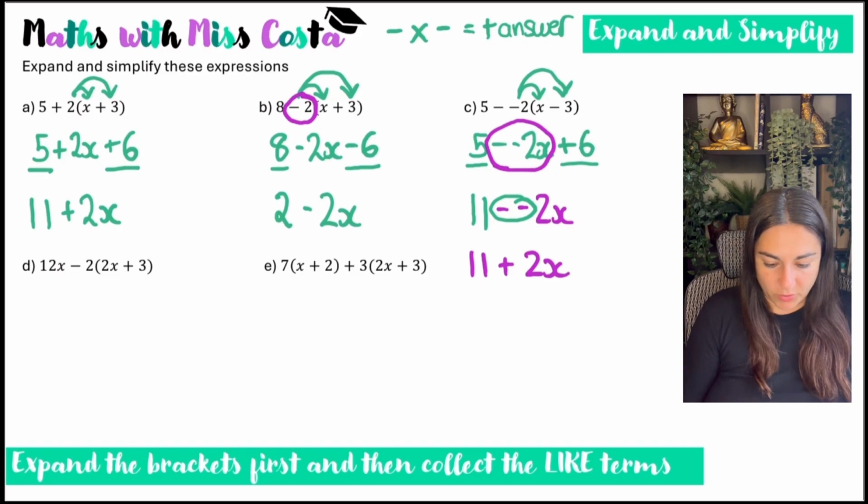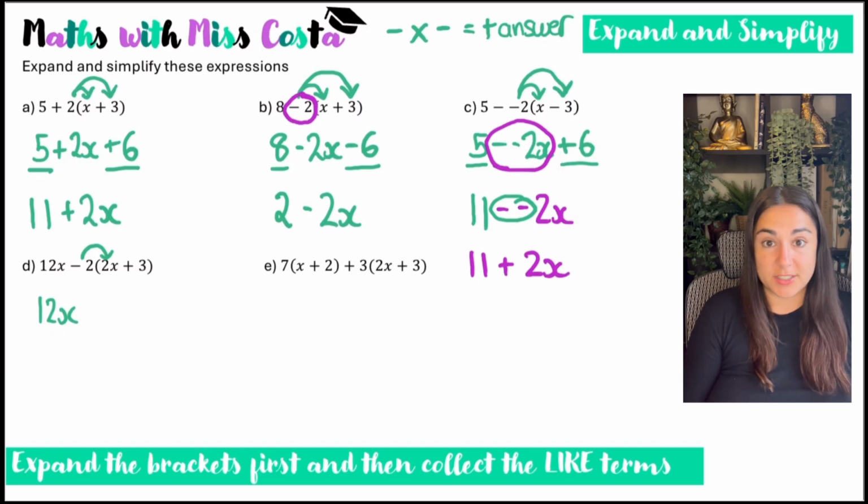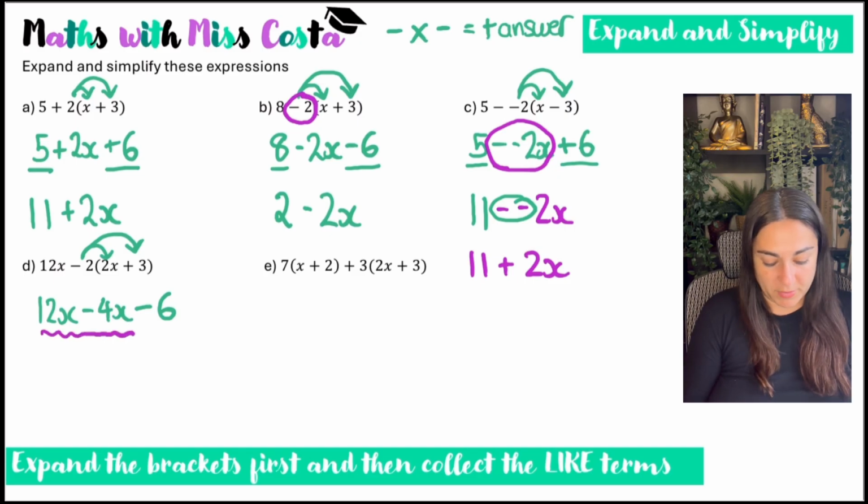Okay, next we've got 12x take away, so expand the bracket, minus 2 times by 2x is going to be minus 4x. And then minus 2 times by 3 is going to be minus 6. So let's simplify it. We've got 12x minus 4x, which is 8x. And then we've got minus 6 left over, so that would be minus 6.